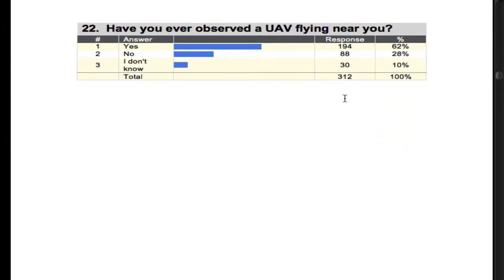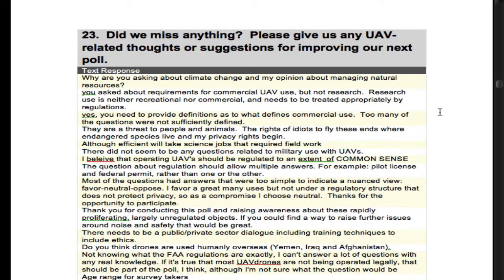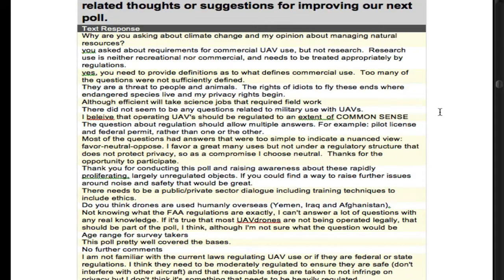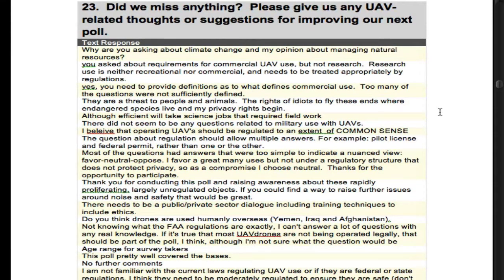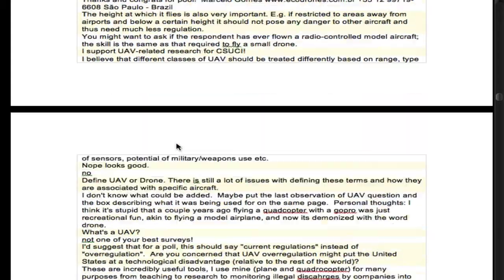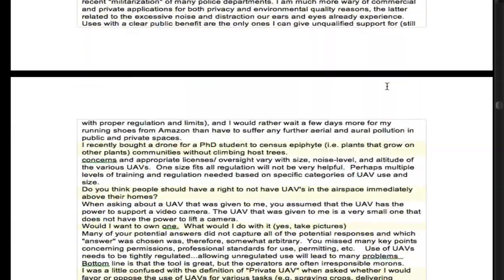FAA restrictions, have you ever observed a UAV flying near you, and so on. Okay, and then 23, you guys should all spend some time going through this. This is going to be the text, one of the open-ended questions. People could write a word or two, or they could write a large number of things. This question was: did we miss anything about UAVs? Give me your feedback. It might be something directly applicable to your analysis. It might be a rant. It might be "you guys suck, you didn't do this poll right." All those kinds of things will potentially show up in 23 here.